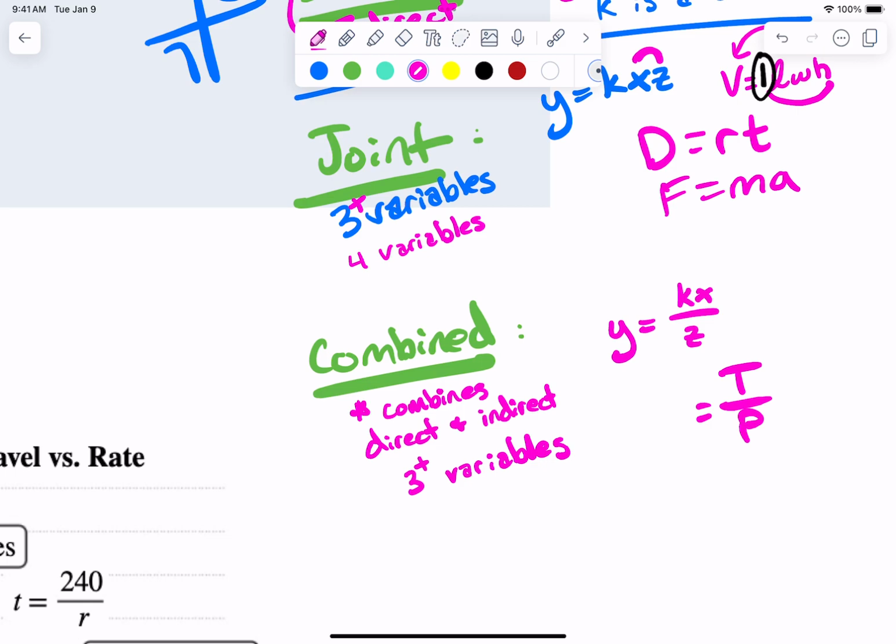I don't remember. What's temperature over pressure though? Something is temperature over pressure. What does temperature divided by pressure equal? Is it volume? No, are you talking about Charles law? Give me 1 second. I don't remember. Charles law is like volume over temperature. I don't know. But combined variation, something over something, whatever.